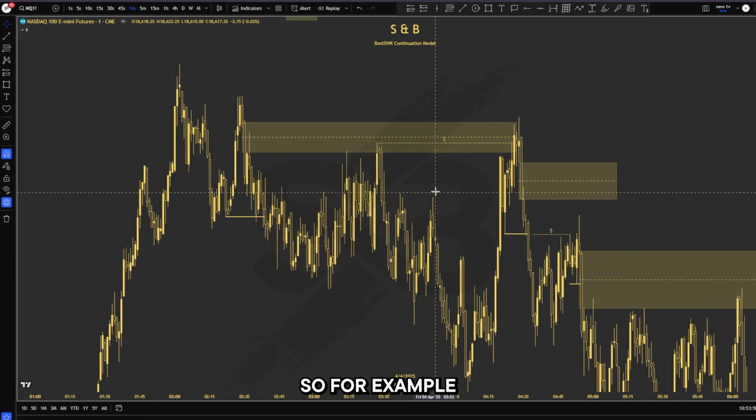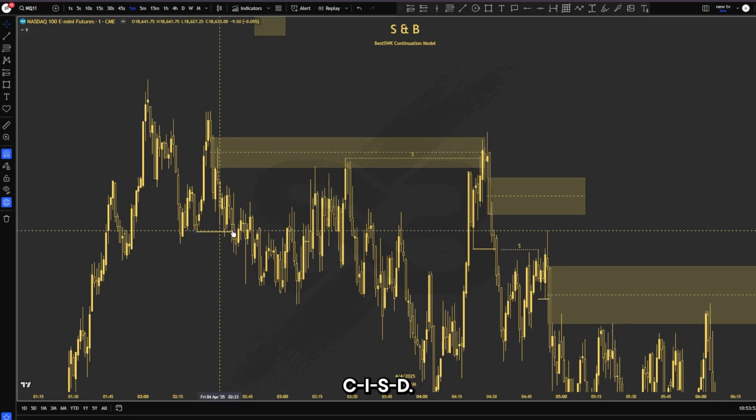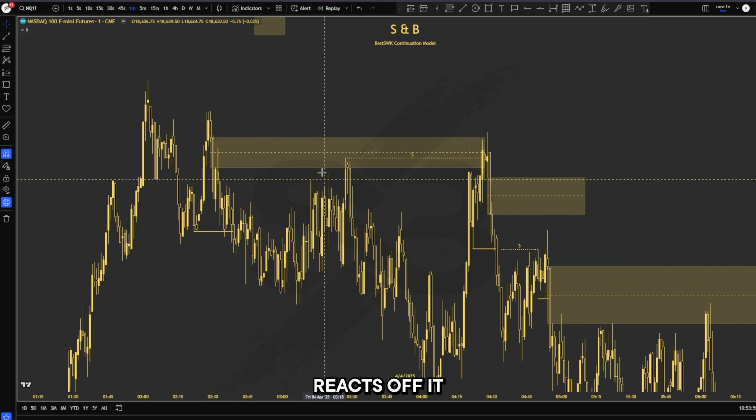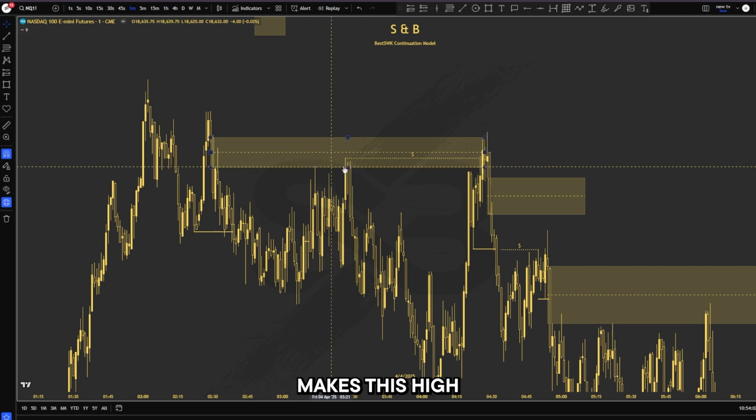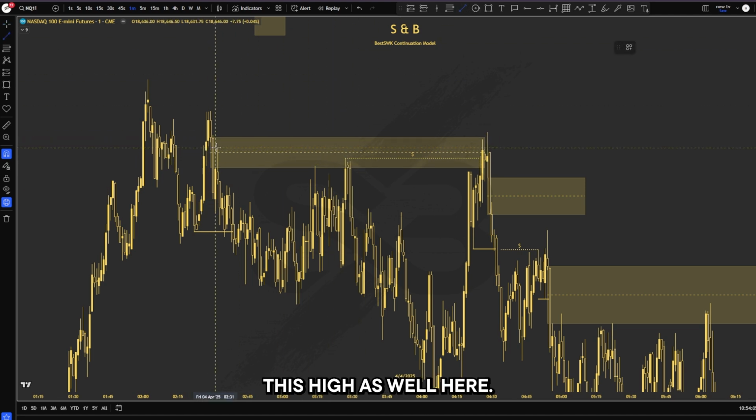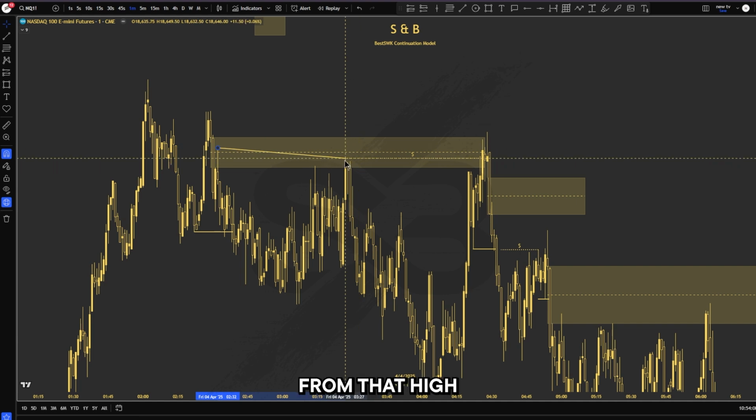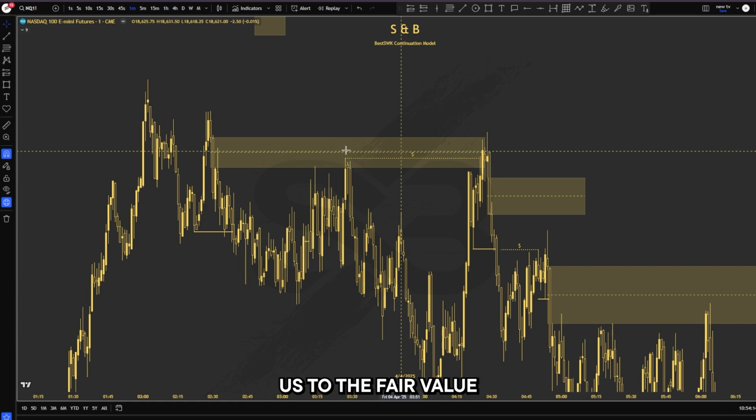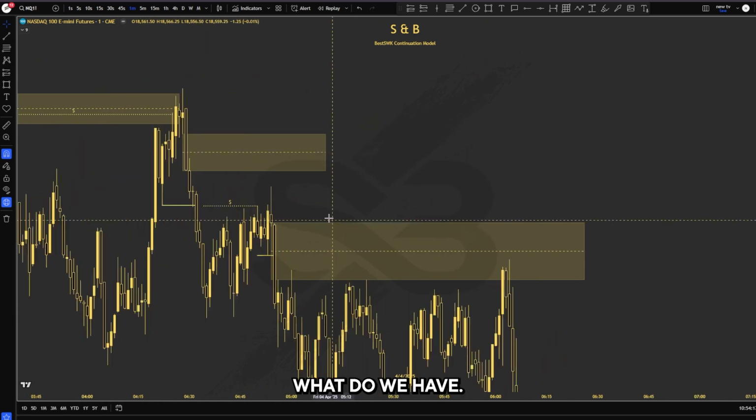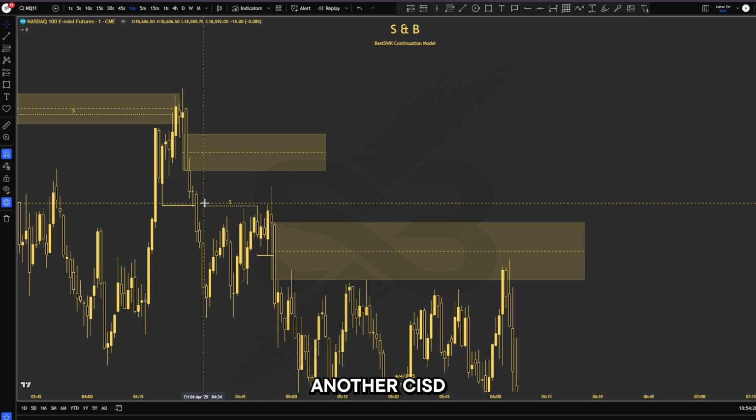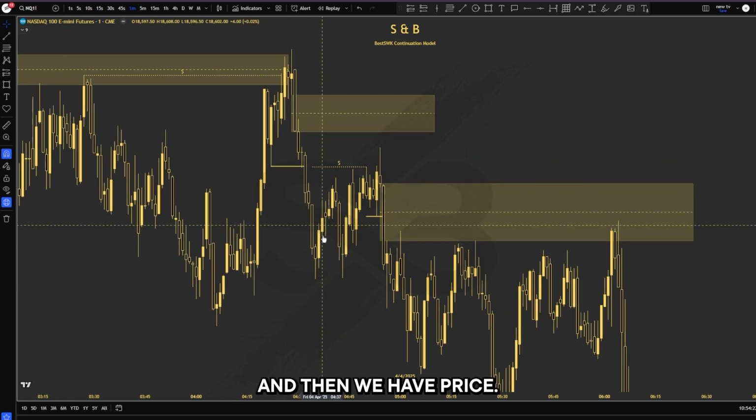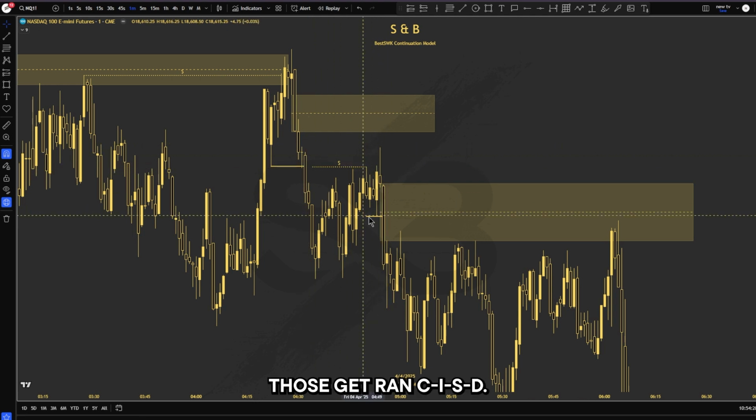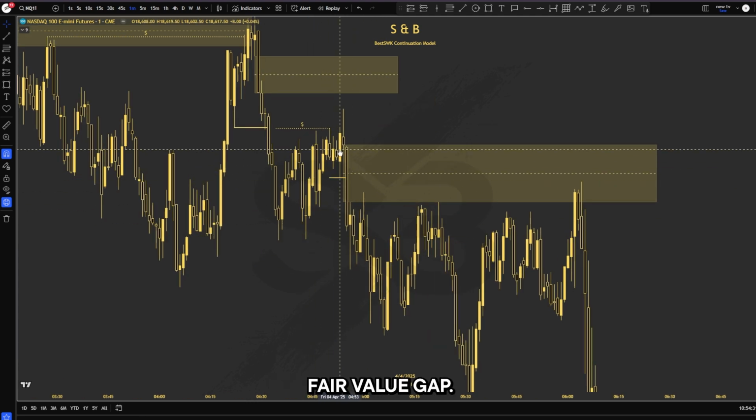So for example, here we can see a CISD on the bottom. We can see this fair value gap here on the top. Price comes back up, reacts off of it, and makes this high here, and leaves this high as well here. And so we have relatively equal highs from that high to this high being made. Price aggressively jumps up, runs those two, the fair value gap holds, and then what do we have? We have another fair value gap, another CISD, and then we have price come back slowly. Again, highs, those get ran, CISD, and after the CISD, fair value gap.